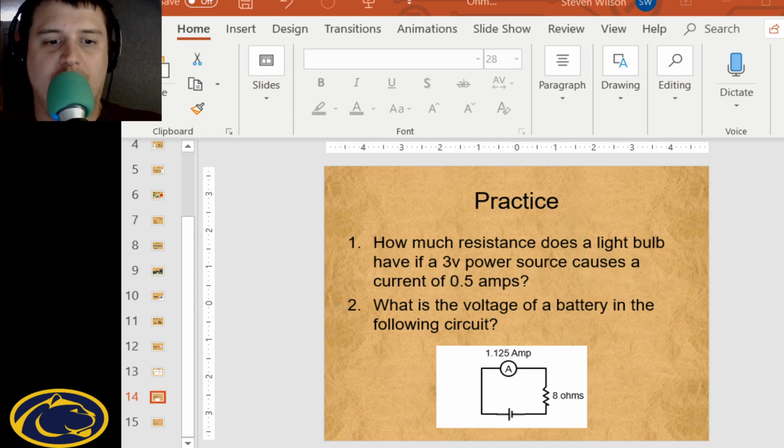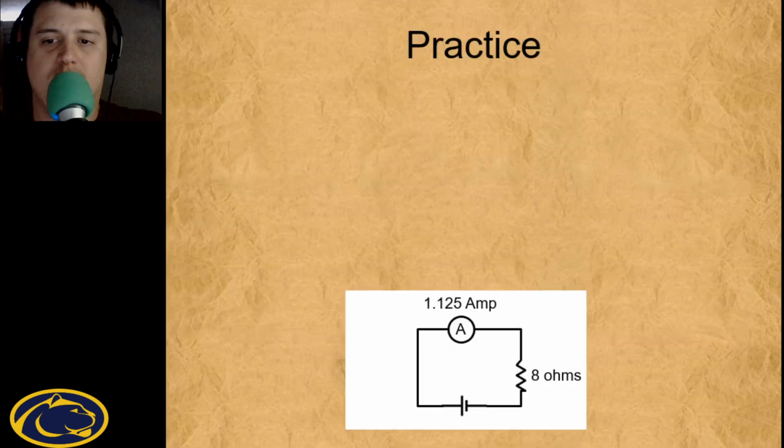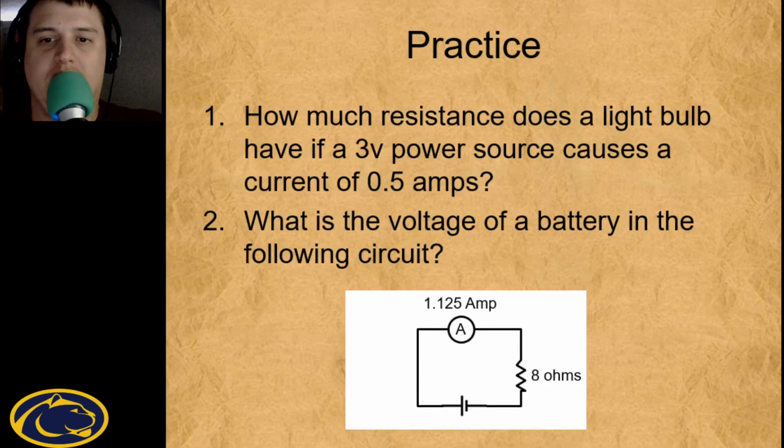All right, hopefully you've got your answers in. We're going to go over that now. In the first problem, we don't use the picture. The second problem, you will use that picture. A 3-volt power source causes a current of 0.5 amps.